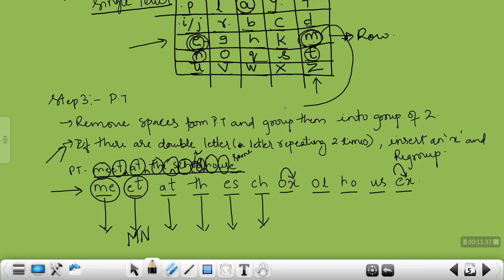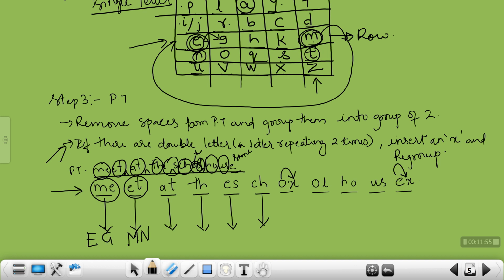So what I have to do, I have to go back and choose the next letter. So for M, the next letter is what? For M, the next letter will be E. Okay. And for E, what will be the next letter? For E, the next letter will be G. Okay. So your ME will be replaced with EG.